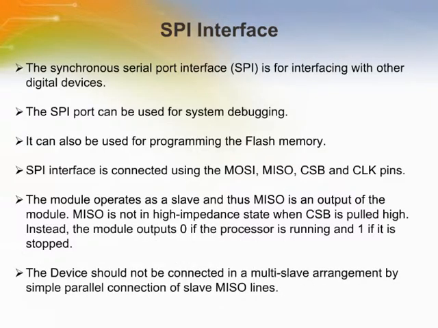The synchronous serial port interface is for interfacing with other digital devices. The SPI port can be used for system debugging and can also be used for programming the flash memory. The SPI interface is connected using the MOSI, MISO, CSB, and clock pins. The module operates as a slave, and thus MISO is an output of the module. MISO is not in a high impedance state when CSB is pulled high. Instead, the module outputs 0 if the processor is running and 1 if it is stopped. Thus, the device should not be connected in a multi-slave arrangement by a simple parallel connection of slave MISO lines.